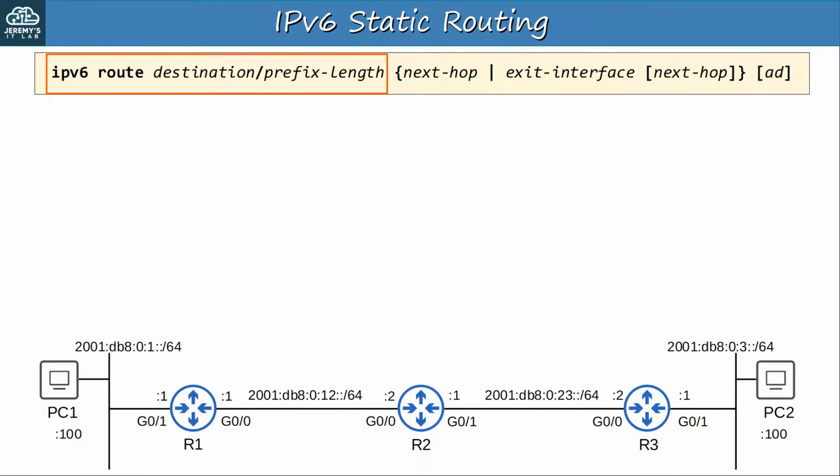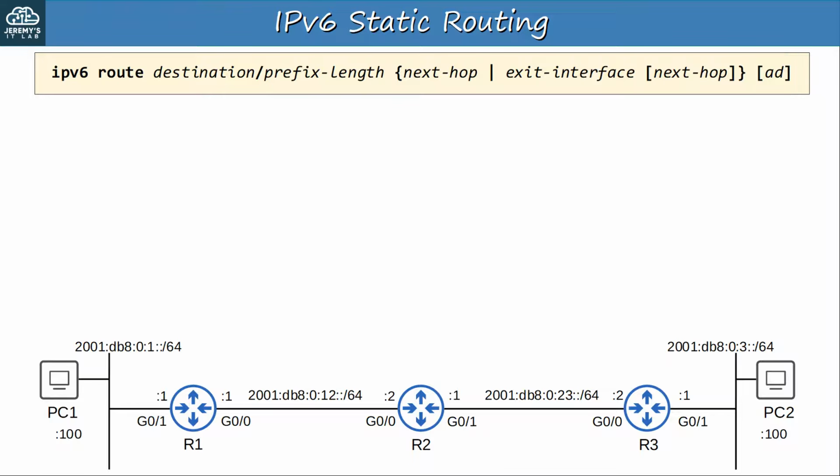The command begins ipv6 route, and then you enter the destination, /, and then the prefix length. Now let me explain this next part in the curly brackets. Curly brackets mean a required choice. So you have to either enter a next hop address or an exit interface with an optional next hop. That's what the square brackets mean. The next hop is optional if you enter an exit interface. Finally, you can see AD in square brackets, meaning this is optional too. What's AD? It's administrative distance, which you'll need to enter to configure a floating static route.